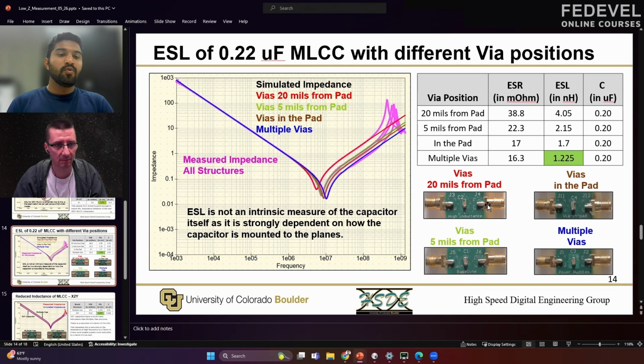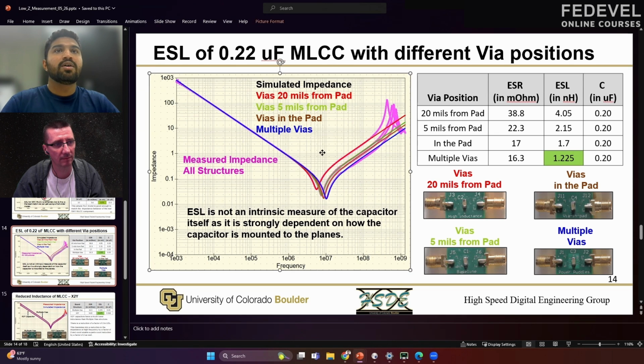But when we move the vias closer, we shorten the inductive loop, and that's why we expect a smaller ESL value. And then when we move the vias inside the pad or below the pad, we have a much lower ESL value and impedance. And when we have multiple vias, we have the least ESL value and least impedance. Let's check whether we have that.